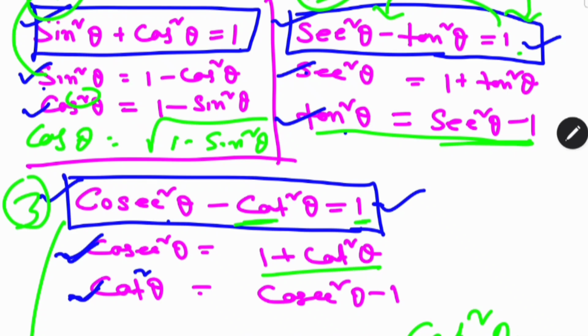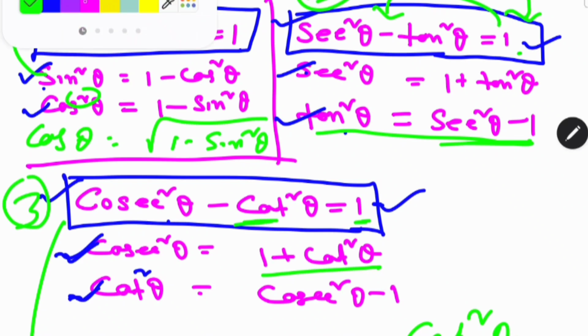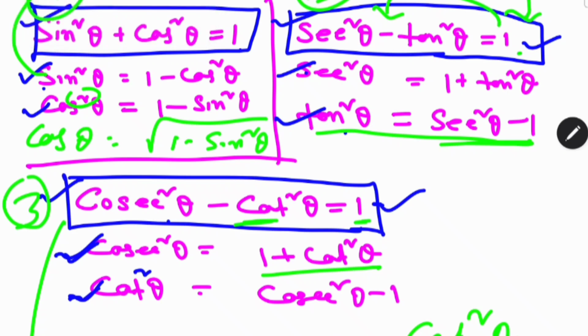Next we have to understand a few more things. We know tan theta means sin theta by cos theta, and tan theta also means 1 by cot theta. In the same way, if we multiply tan theta and cot theta, tan theta into cot theta, it will become 1.